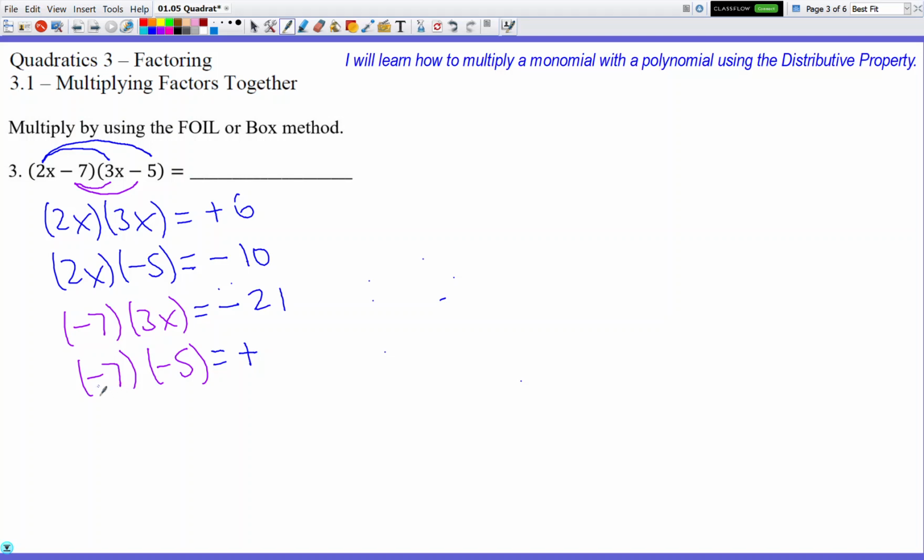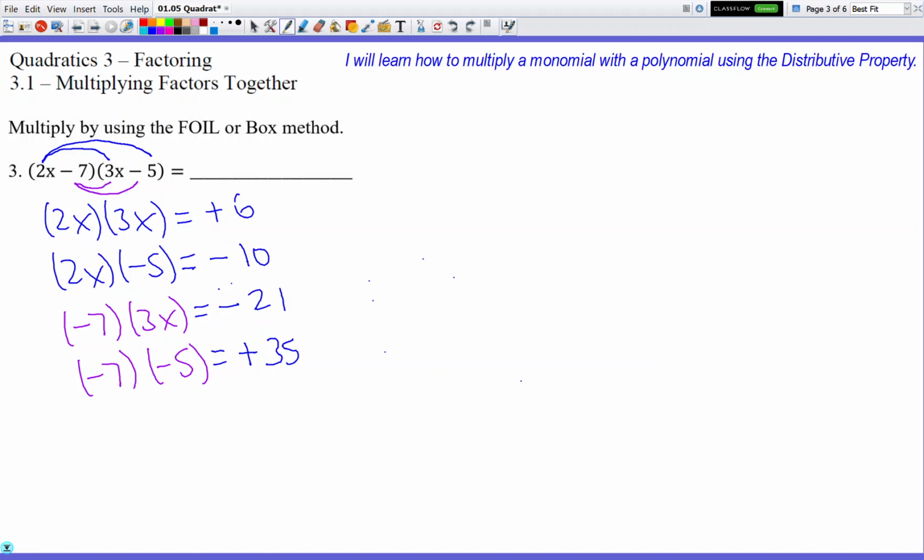Okay, and then the last one. I don't care about negative 7. I don't care about negative 5. I just care about 7 and 5. And that makes 35. Okay, so your brain is just concentrating on one thought. Multiply the numbers you see in front of you. And don't worry about the signs.